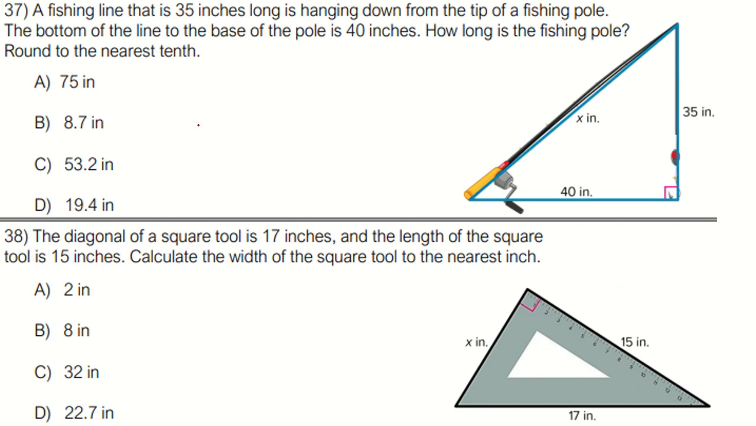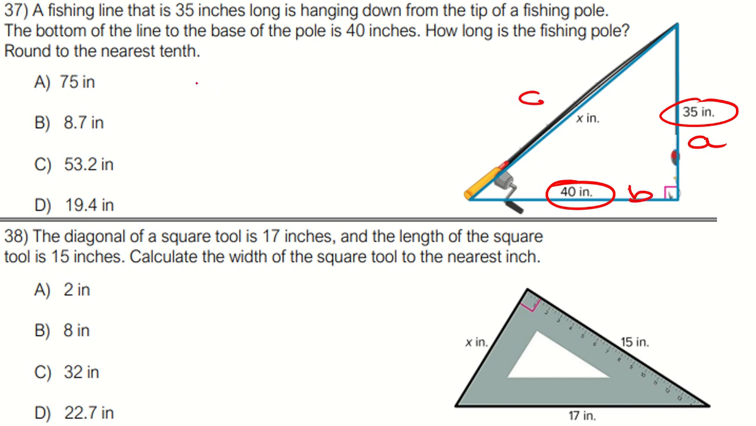Next is this one, a fishing line. Okay. A fishing line is 35 inches long, hanging down from the tip of a fishing pole. The bottom of the line to the base of the pole is 40 inches. This is 40, the base. Means this, okay, this is the right angle. This is a question of the Pythagorean theorem, I guess. How long is the fishing pole? Okay. See, this is 35 inches. They have given you the height, means A, and this is B. And they are asking about C or x.